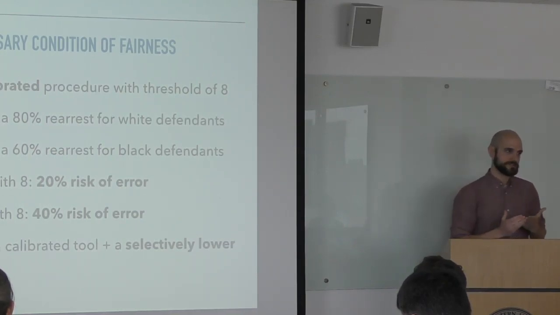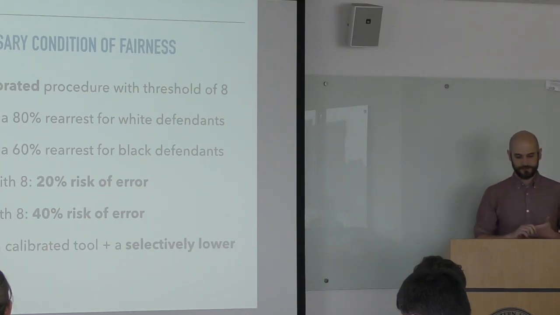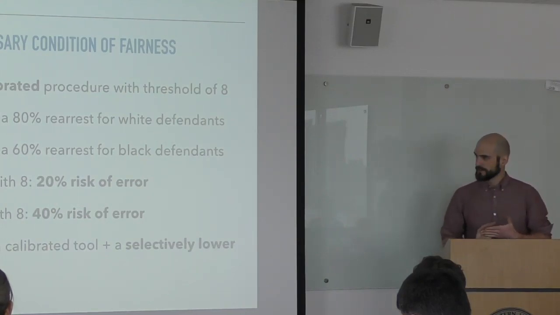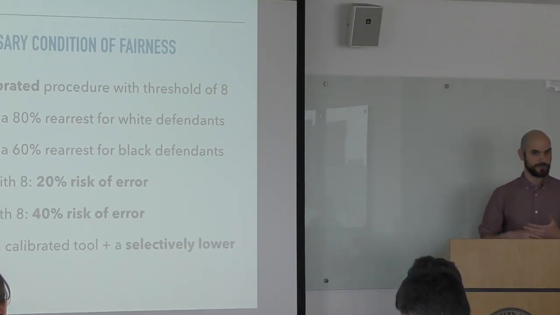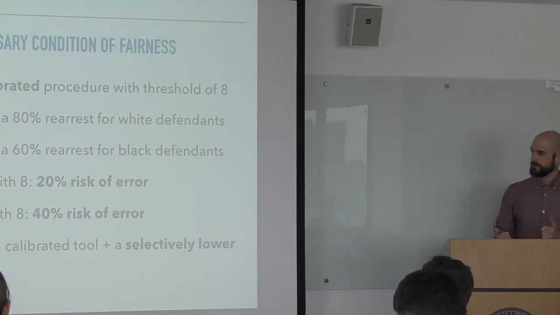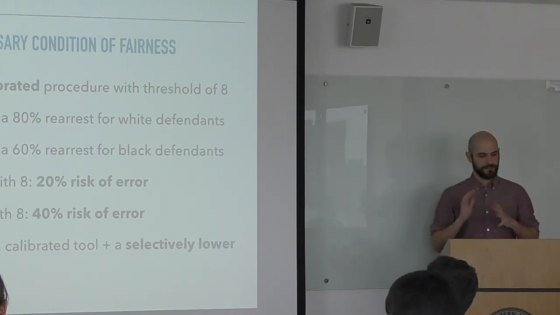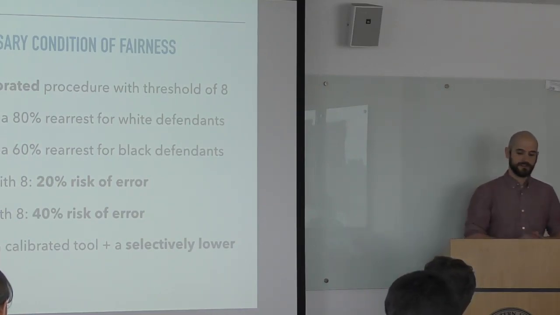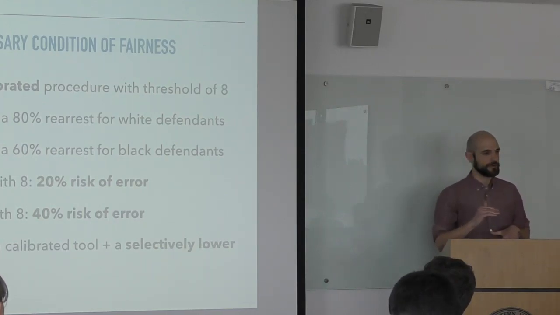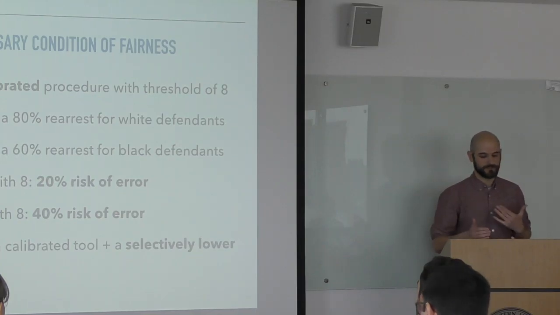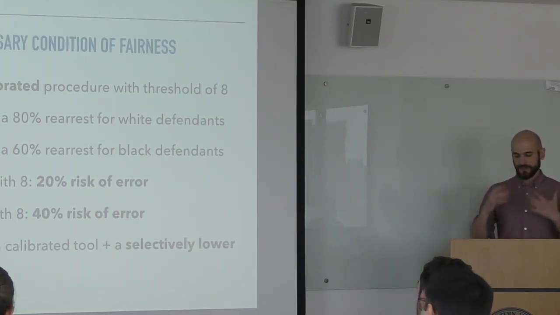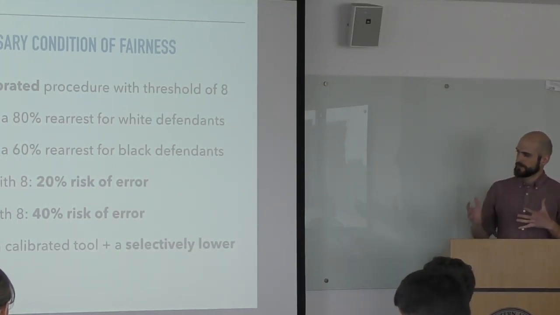What's going to happen if we detain people at this threshold of 8? Well, a white detainee who has an 8 is going to have a 20% risk of error, of that being a needless detention. And a black detainee is going to have a 40% risk of error. And again, from what we just said, this is the same as if we had a calibrated tool but had a selectively lower decision threshold for black defendants. And these two things together, I think, would just be a straightforward case of differential treatment.